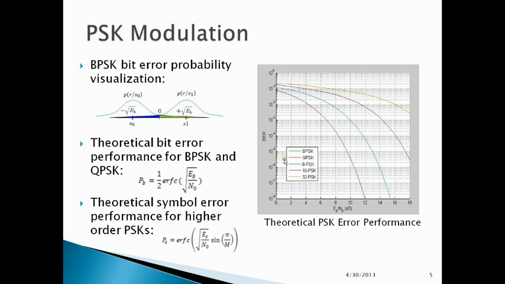So that's where you come up with the theoretical bit error performance for BPSK and QPSK, both of which have the same error performance if QPSK is given twice the energy. BPSK is a one-dimensional signal space, but then QPSK and above all have a two-dimensional signal space.